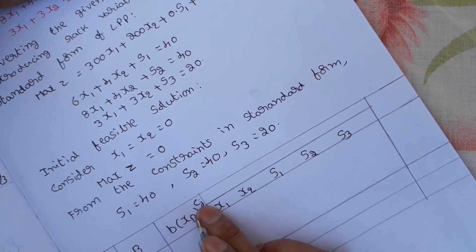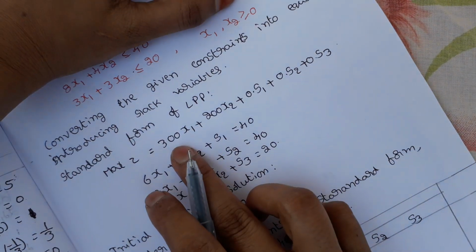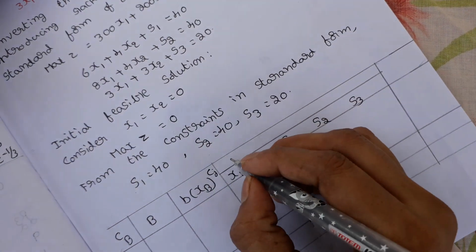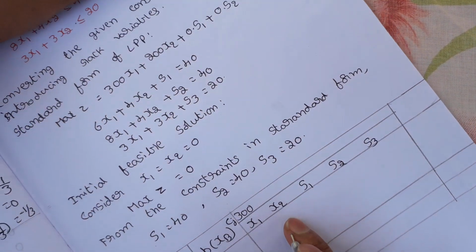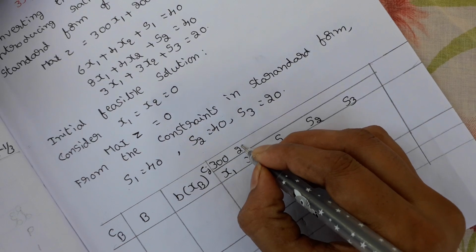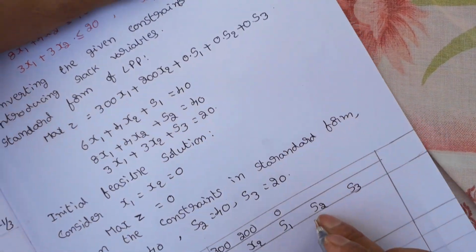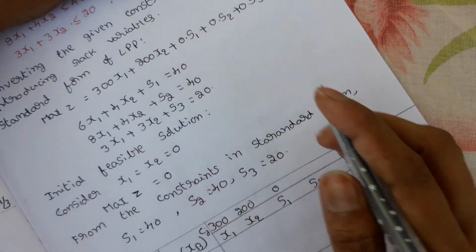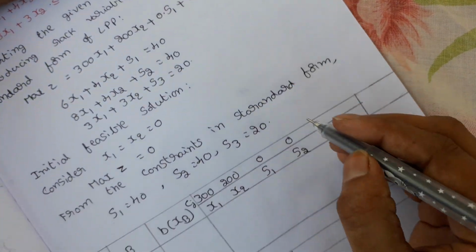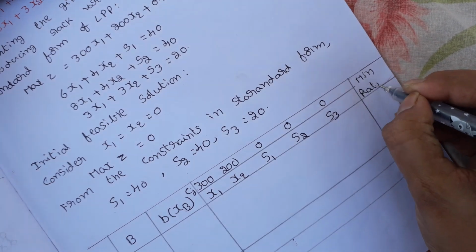Now Cj, what is Cj? It means the coefficients of these variables in the objective function. What is the coefficient of x1 in the objective function? It is 300. What is the coefficient of x2? 200. The s1 coefficient in the objective function is 0, s2 coefficient again 0, s3 coefficient is 0. The last column we will calculate is the minimum ratio.